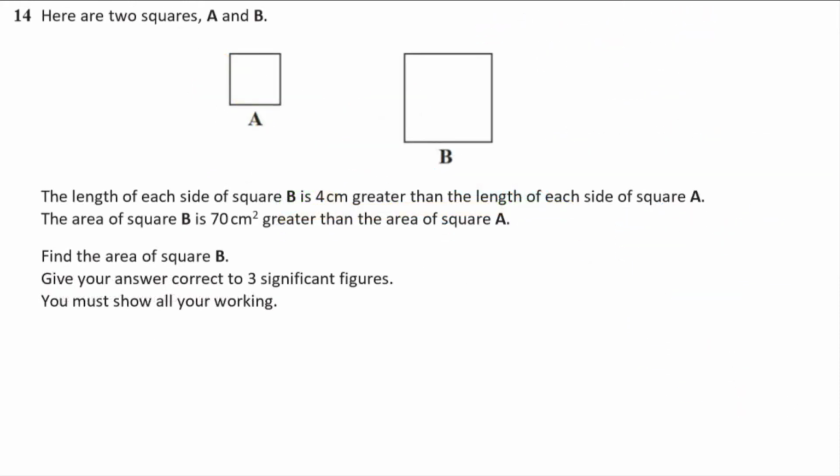Question 14. Here are two squares, A and B. The length of each side of square B is 4 centimeters greater than the length of each side of square A. The area of square B is 70 centimeters squared greater than the area of square A.